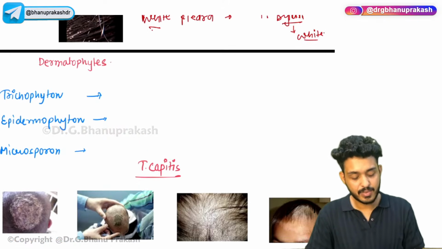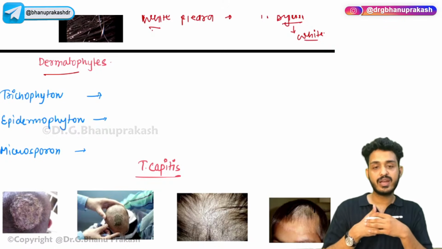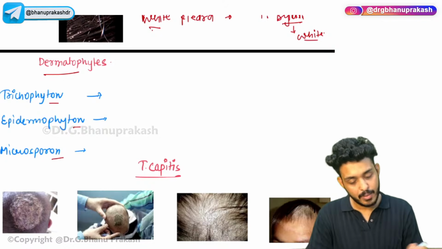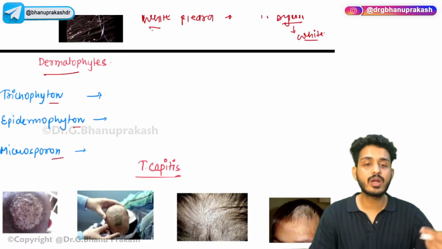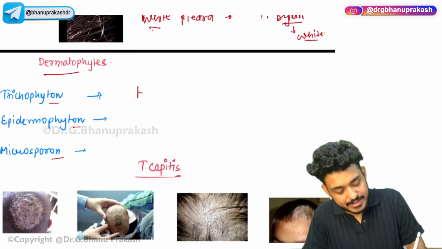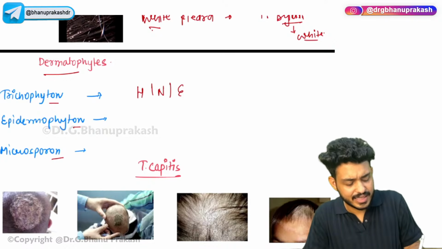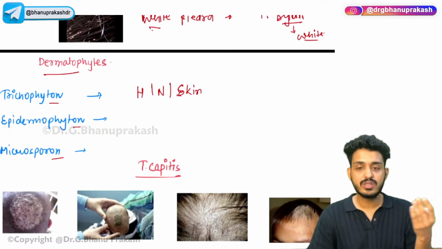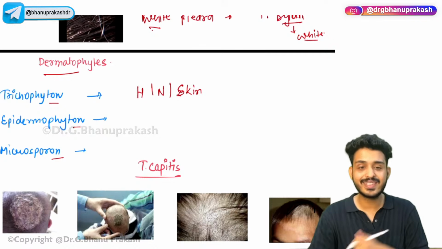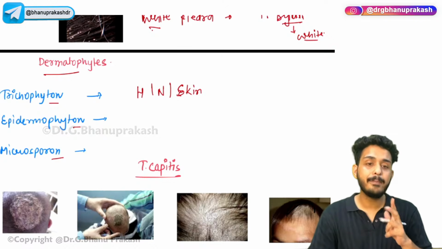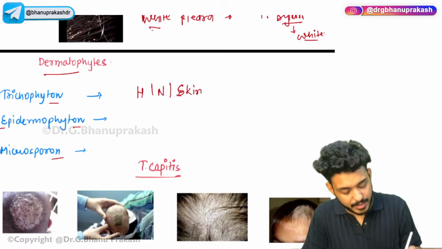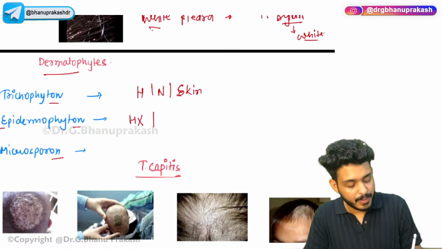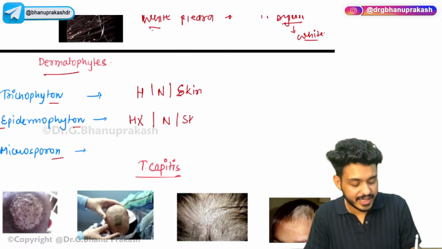Now we will discuss the dermatophytes. Dermatophytes are again superficial skin infections. We are having Trichophyton, Epidermophyton, and Microsporum. Trichophyton will infect all the three things that we have discussed today, that is hair, nails, and skin. Second one is Epidermophyton. Just remember the letters: after E there will be H, so it will not affect hair. Apart from that, it will be affecting nails and skin, right?